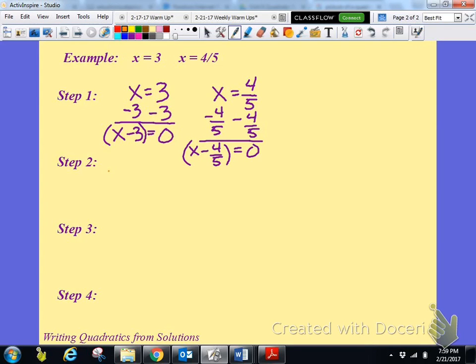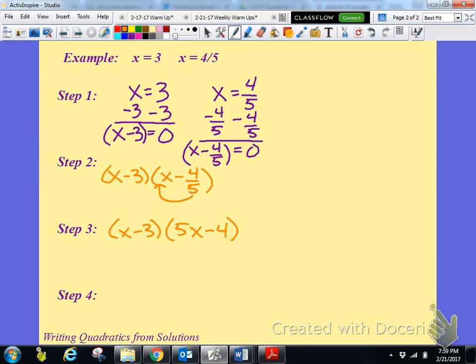So step 2, I'm going to take my two factors, x minus 3 times x minus 4/5, and I'm going to do my bottoms up rule. I'm going to see that for x minus 3, I don't have anything in the bottom. I don't have a denominator, so I can look past that. But over on the other side, I have x minus 4/5. So I'm going to take that 5, and I'm going to move it up in front of my x, and that's going to give me x minus 3 times 5x minus 4.